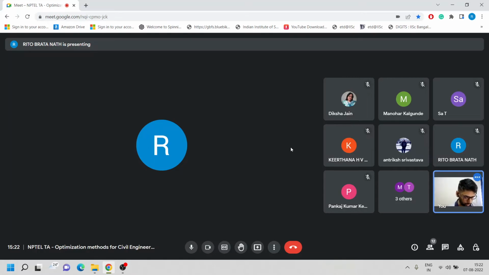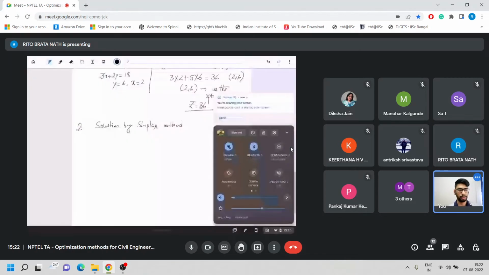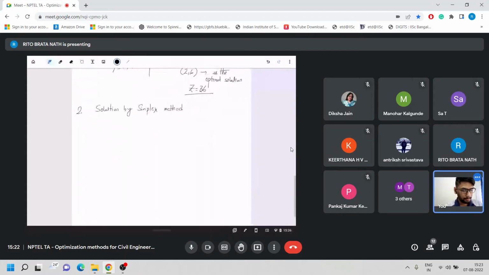Can you see it, or is there still a problem? Okay, finally it has come up, I guess. Okay, so I think now you can see it. But the internet is very poor here today for some reason.